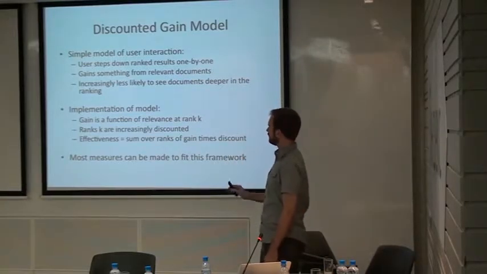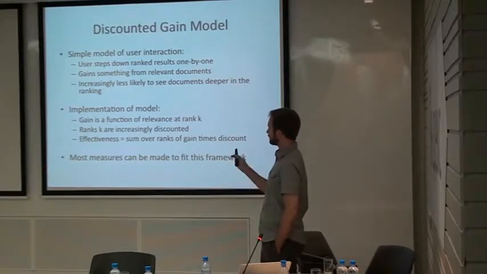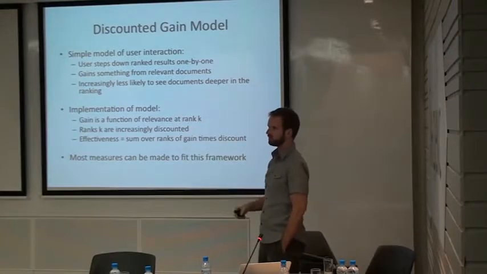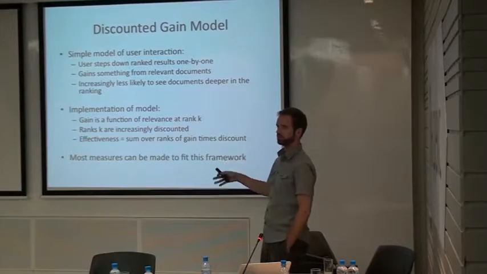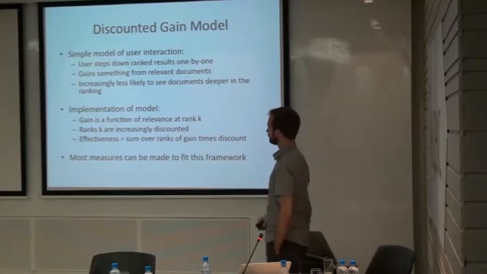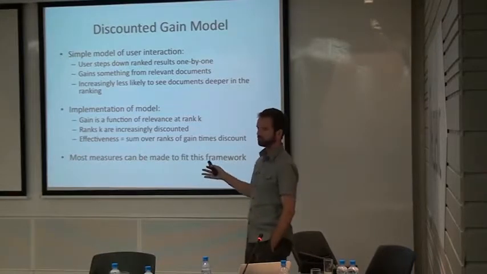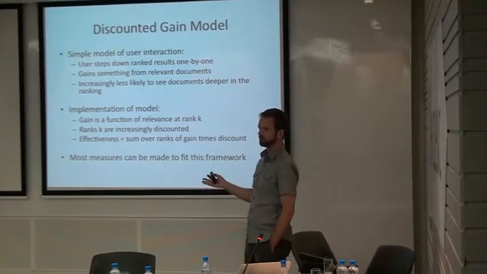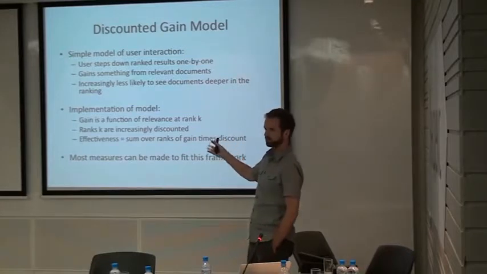Most model-based evaluation measures are based on this basic discounted gain model of interaction. And the idea is that a user steps down a list of ranked results one by one. They gain something from the relevant documents, and they may gain something more from more relevant documents and less from less relevant documents, nothing from non-relevant documents. But the point remains they gain something from relevant documents. And then they're increasingly less likely to see documents that are lower in the ranking.